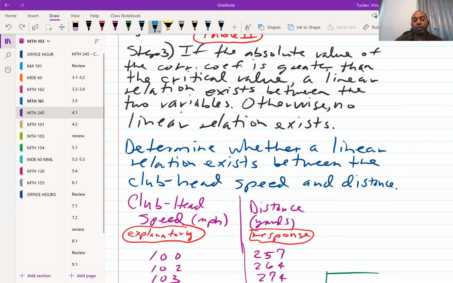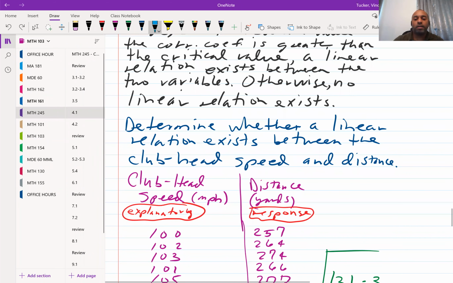That will be our explanatory variable. That would explain why the ball travels as far as it travels. The distance the ball travels is going to be a response variable. It responds to how hard it's being hit, or responds to how fast the club head speed is.